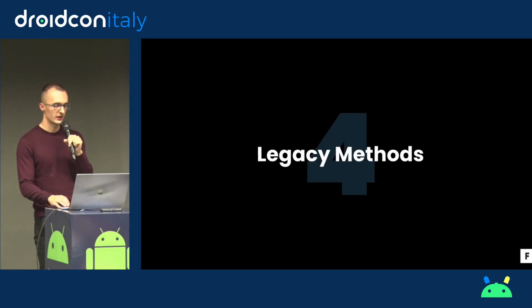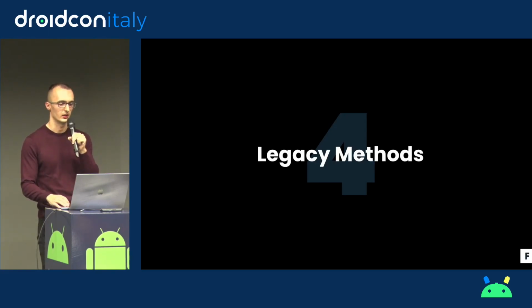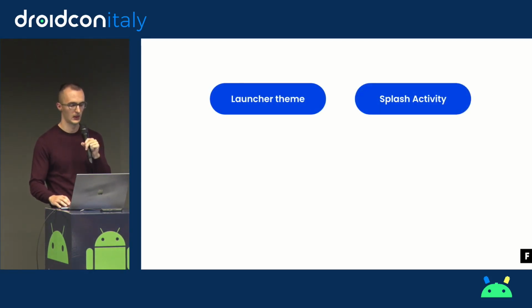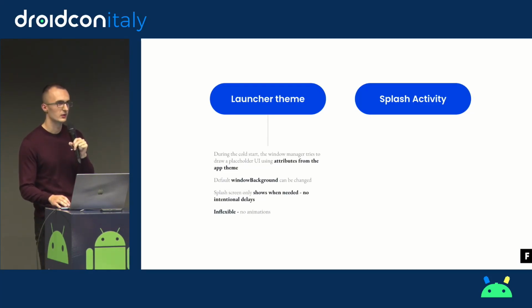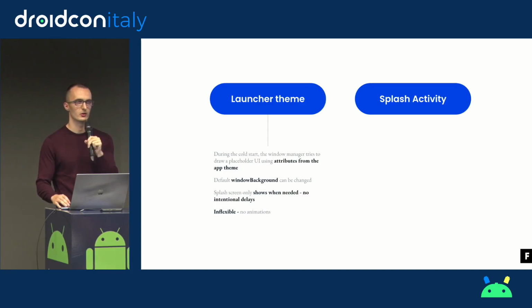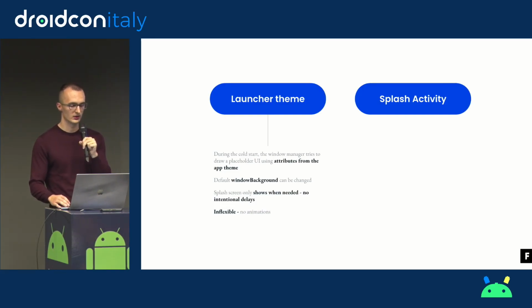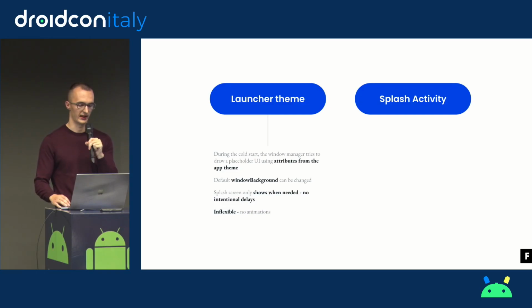And finally, let's take a look at the legacy methods that were used for implementing a splash screen before the SplashScreen API was available. There were two most common approaches used: launcher theme and splash activity. When it comes to the launcher theme approach, this is how it works. During the cold start, the window manager tries to draw a default placeholder UI using the attributes from the app's theme. One of the attributes that it uses is the window background attribute, and you can customize the splash screen by setting some other value for this attribute.